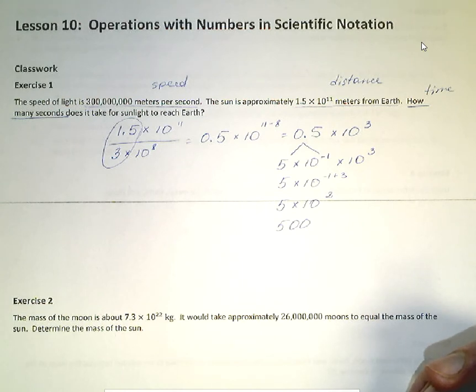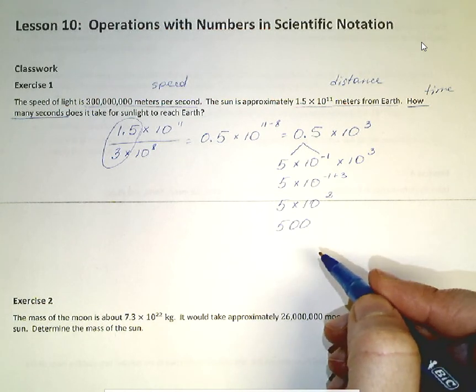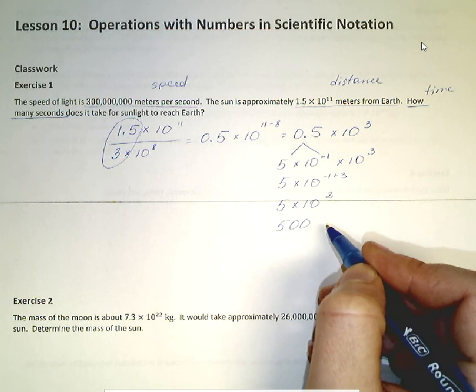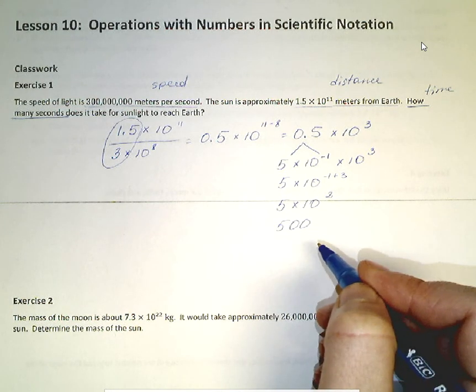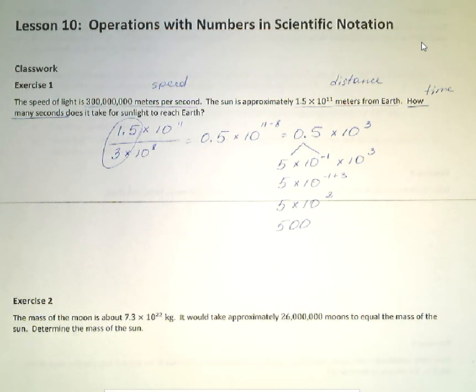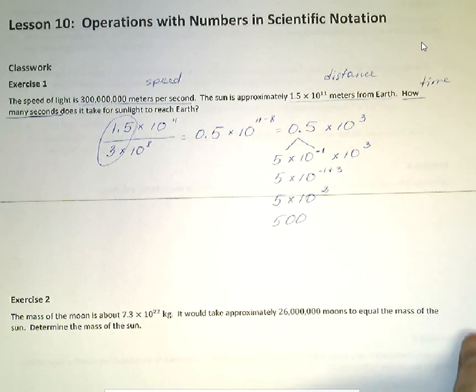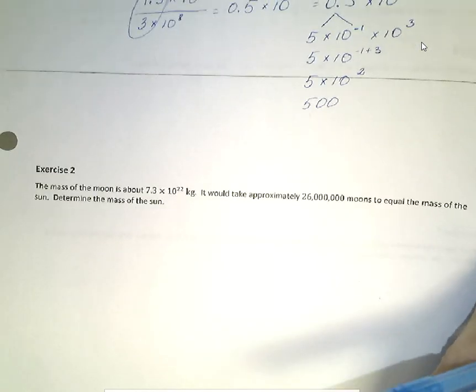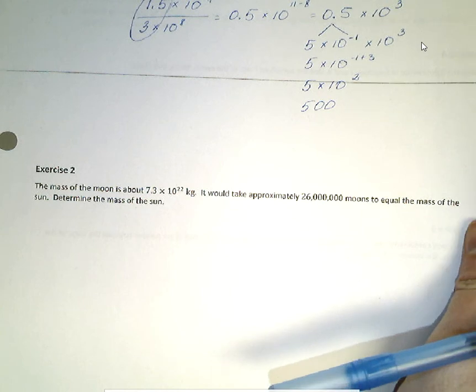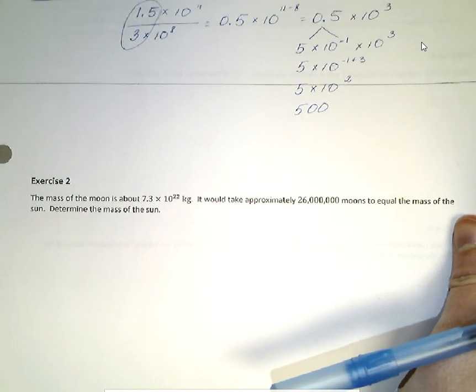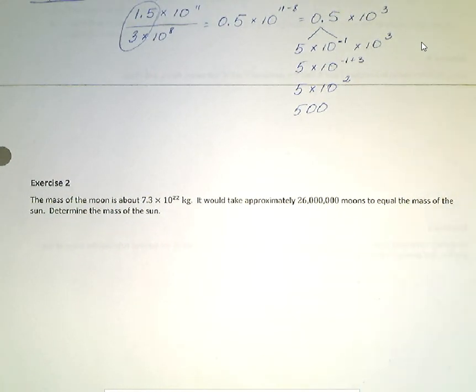Okay, so it takes 500 seconds for the sunlight to reach the Earth. You would think it's a lot, but the fact that how fast it travels actually is pretty fast. Let's look at exercise 2.